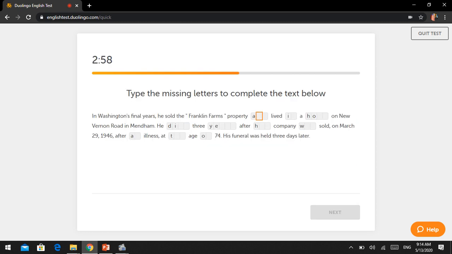Let's continue. In Washington's final years, he sold that Franklin Farms property and lived in a home on New. I don't know. He died 3 years after his company was sold on March after an illness at the age of... Yeah, it's easy. Let's continue.